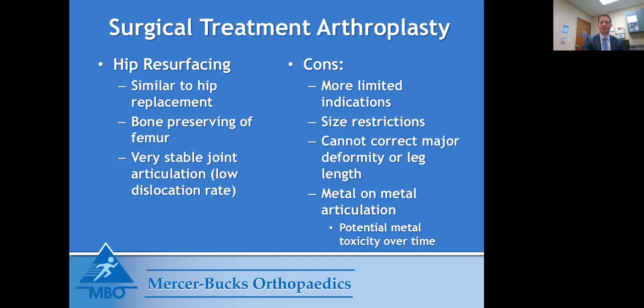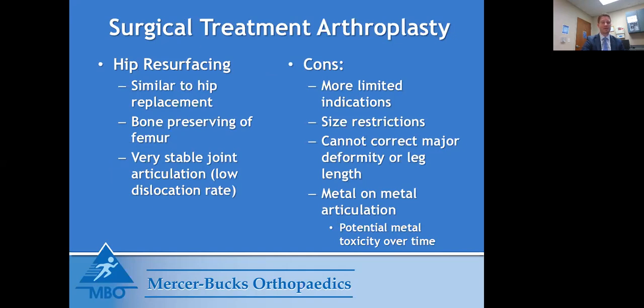One is hip resurfacing, which I'm going to touch on very briefly, and then I'll get into the major operation that we do, which is total hip replacement. So hip resurfacing is an operation very similar to hip replacement. It's a little bit more bone preserving. It doesn't remove the femoral head and femoral neck. It's almost like putting a metal cap on the ball portion of the hip, and there's a socket similar to a total hip replacement.